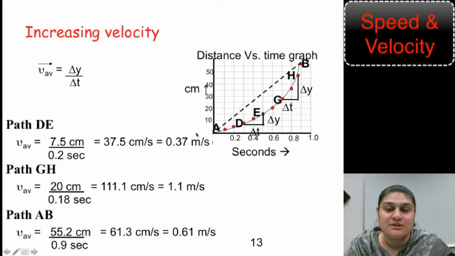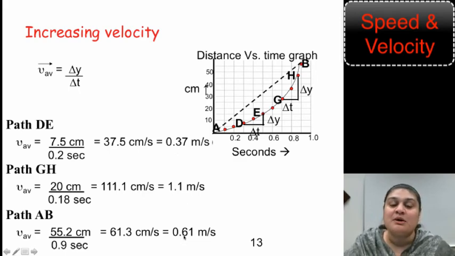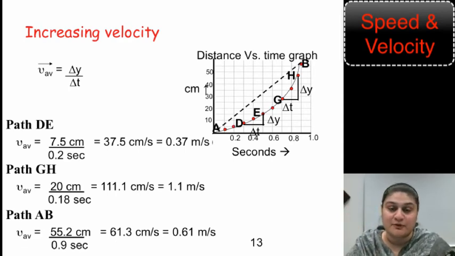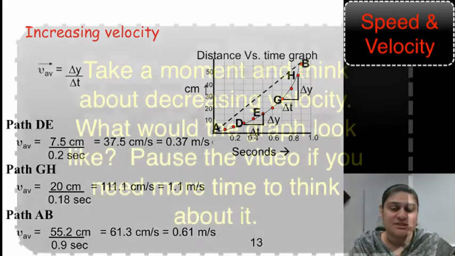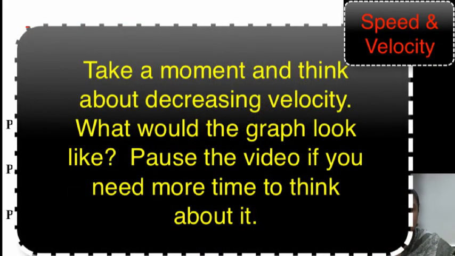On the other hand, if you were to take path A to B and try to find the average between them, this will give you the average for all of these points, which comes out to be not as fast as 1.1 and not as slow as 0.37, but it averages out to be 0.16. So this represents an increasing velocity graph where if you take different parts of the graph, it will have different values for velocity. Try to think what a graph of decreasing velocity would look like.